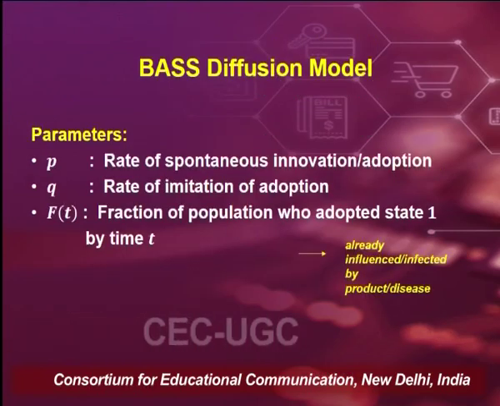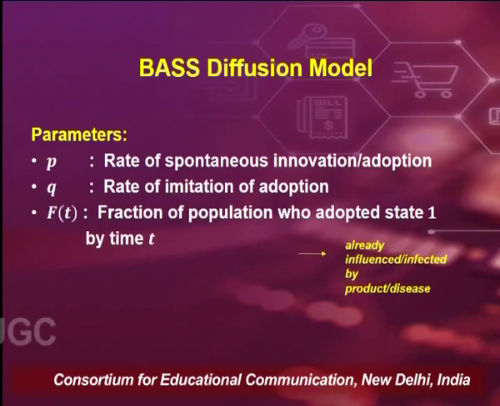With the two particular states, we have three parameters. The first is P, the rate of spontaneous innovation, and the second is Q, the rate of imitation. So P is like the triggerer, that is, the rate at which the triggering nodes are being deployed, and Q is the rate of the adopters, that is, how quickly the nodes in the immediate vicinity or the nodes in the connected infrastructure are adopting the particular information.